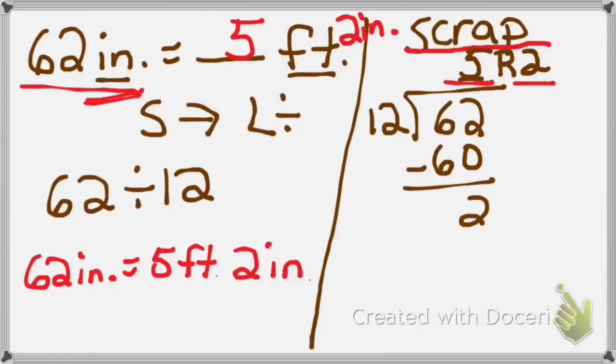When given a regular conversion and you wind up having a remainder, your whole number turns into the first part of the answer with the new unit, and your remainder turns into a second part of the answer going back and using the original unit. So 62 inches equaled 5 feet and 2 inches.